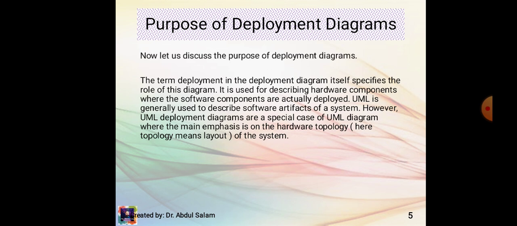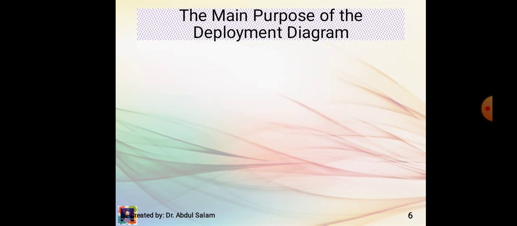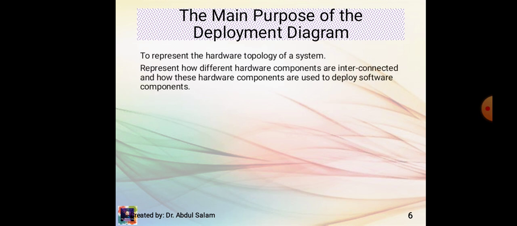Purpose of deployment diagrams. Now let us discuss the purpose of deployment diagrams. The term deployment in the deployment diagram itself specifies the role of this diagram. It is used for describing hardware components where the software components are actually deployed. UML is generally used to describe software artifacts of a system. However, UML deployment diagrams are a special case of UML diagram where the main emphasis is on the hardware topology. Here, topology means layout of the system. The main purpose of the deployment diagram is to represent the hardware topology of the system, to represent how different hardware components are interconnected and how these hardware components are used to deploy software components.